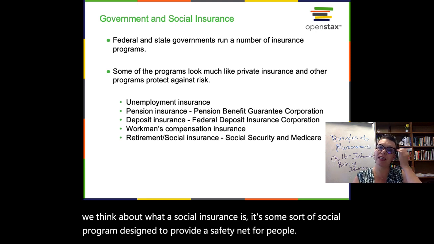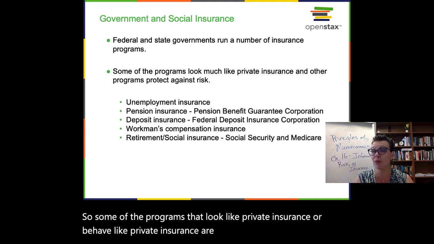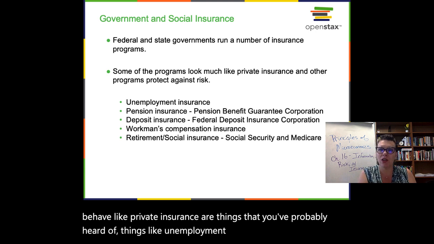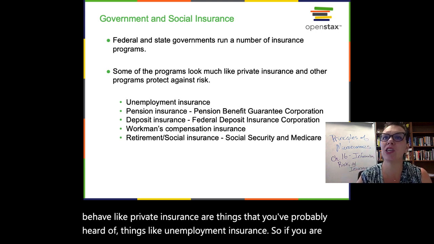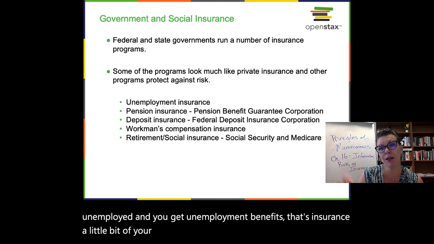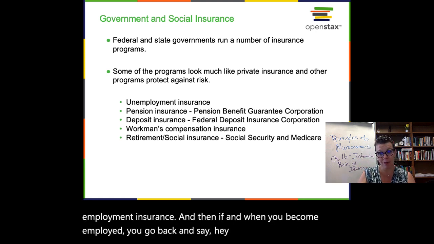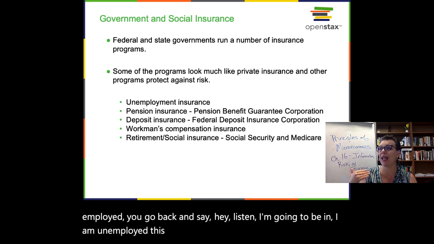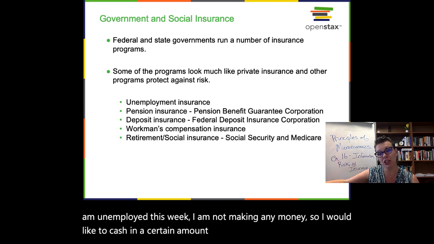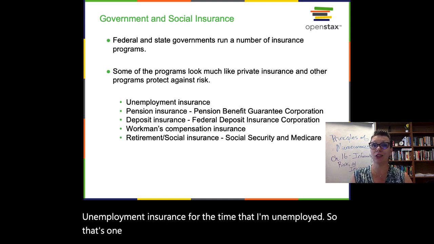So some of the programs that look like private insurance or behave like private insurance are things that you've probably heard of, things like unemployment insurance. So if you are unemployed and you get unemployment benefits, that's insurance. A little bit of your paycheck every month goes towards employment insurance. And then if and when you become unemployed, you go back and say, hey, listen, I am unemployed this week. I am not making any money, so I would like to cash in a certain amount of unemployment insurance for the time that I'm unemployed. So that's one great example, and it's usually run by the state.